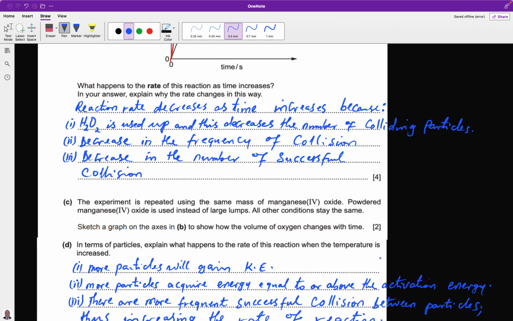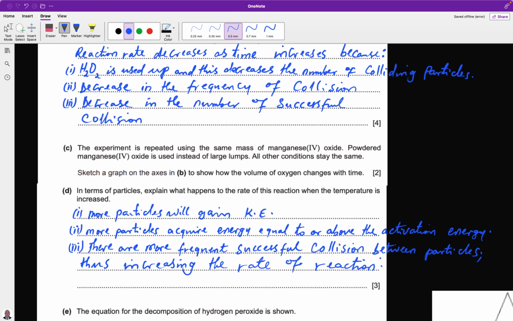But in terms of increase in temperature, we can now say when the temperature is increased, more particles will gain kinetic energy. More particles acquire energy equal to or above the activation energy. There are more frequent successful collisions between particles, thus increasing the rate of reaction. It's okay.